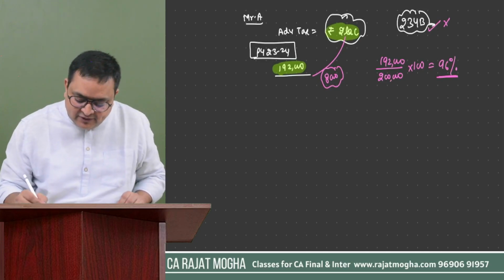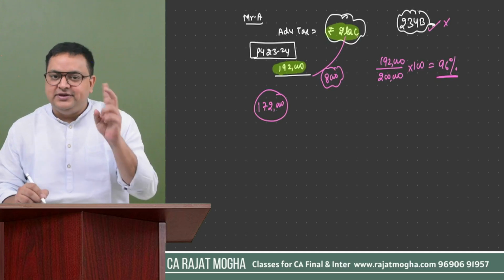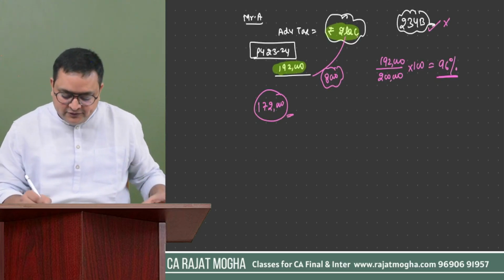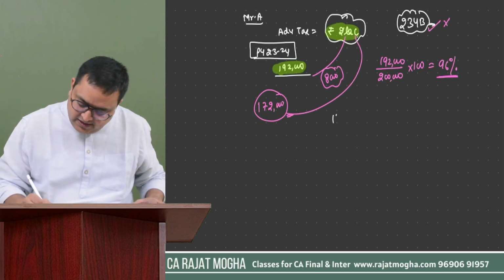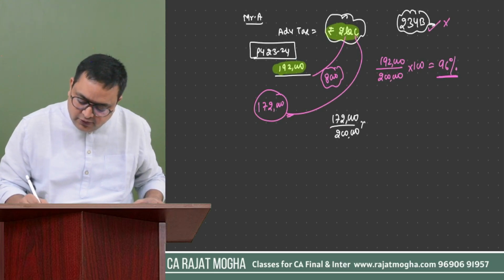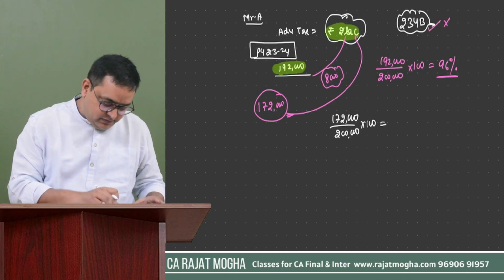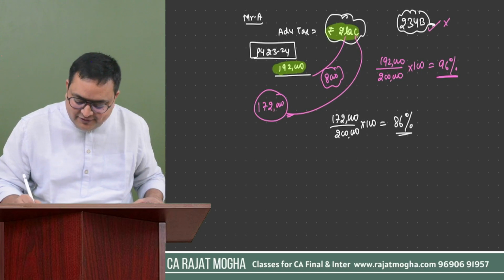So let's say the advance tax deposited was 1,72,000 rupees. In that case, it was supposed to be deposited 2 lakh, but our assessee has just deposited 1.72. So if we calculate the percent, 1,72,000 divided by 2 lakh into 100, it would be less than 90%, right? It would be 86%. This would be 86%.